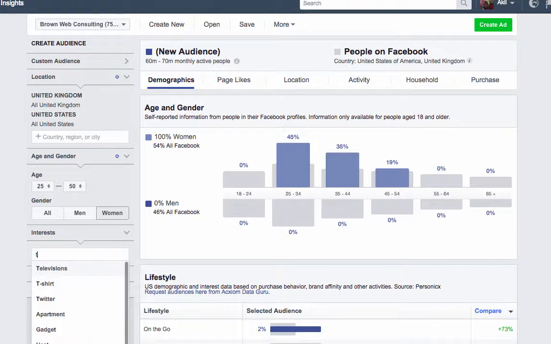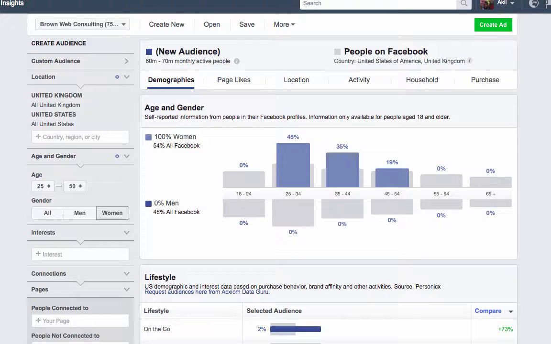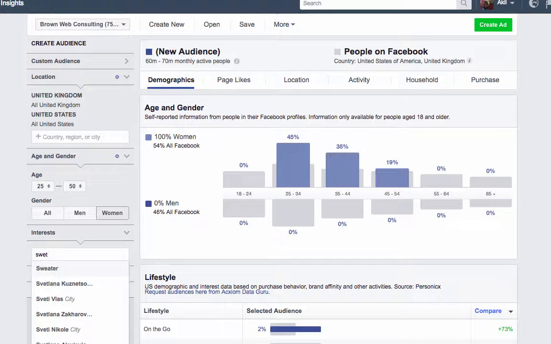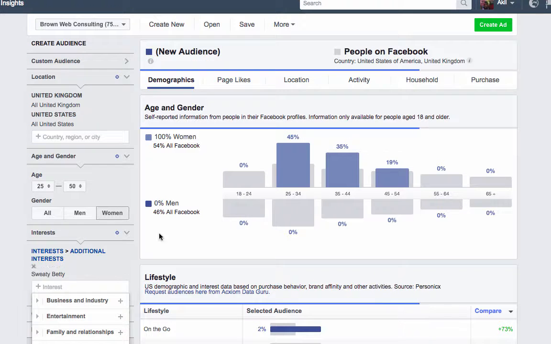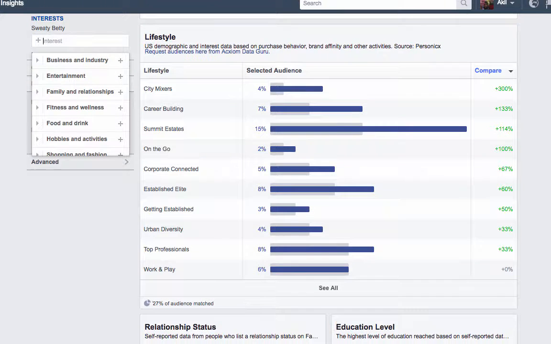So in here, you can type in, for example, Nike, and it gives you some examples like Nike Air Max, Nike football team. Obviously, Nike skateboarding wouldn't be related to women who like to eat food. So you could look at some magazines, depending on the page. For example, Sweaty Betty local. That's a women's apparel brand.